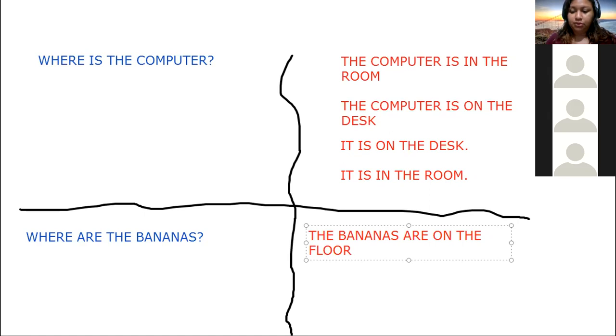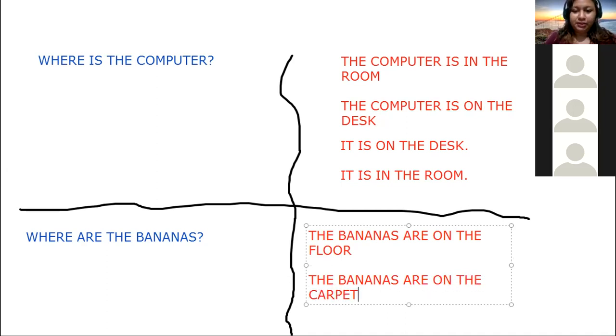El suelo es una superficie. The floor is a surface. Okay. Or we can say, the bananas are... How do you say la alfombra? Do you remember? Carpet. On the carpet, right. Okay, good. So it's the same case.